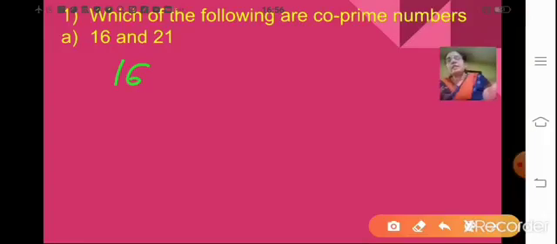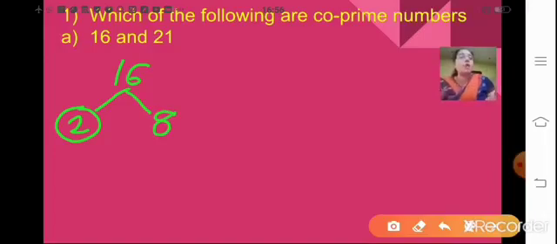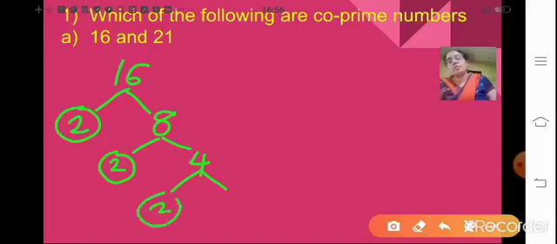This 16, if I start with the prime number 2, 2 is a prime number. 2 how many times is 16? 8. 8 is a composite number, so again 8 is divisible by 2. 2 4s are 8. 4 is again a composite number. Then here it is 2 2s are 4. So 2 and 2 both are prime numbers.